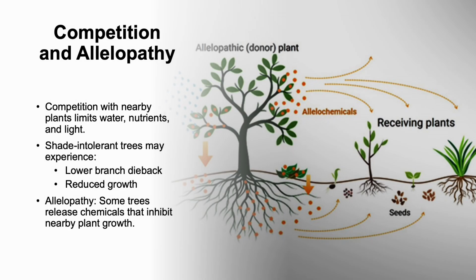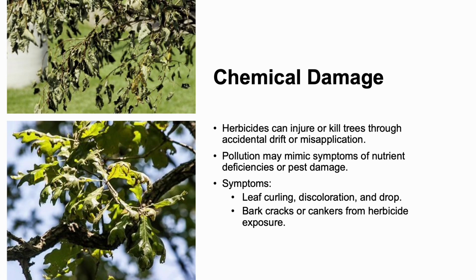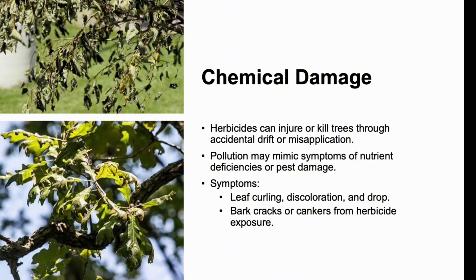Trees often compete with surrounding plants for water, nutrients, and light. Shade-intolerant trees may experience lower branch dieback and reduced growth. Allelopathy occurs when some trees release chemicals that inhibit the growth of nearby plants. Herbicide drift or misapplication can harm trees, causing symptoms that mimic nutrient deficiencies or pest damage. Common symptoms include leaf curling, discoloration, and leaf drop.